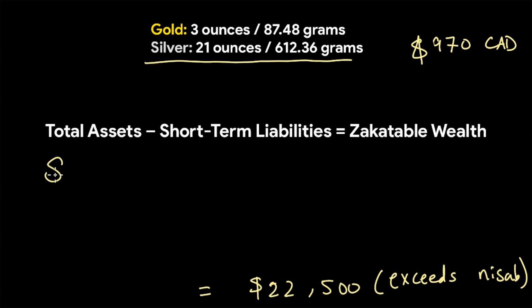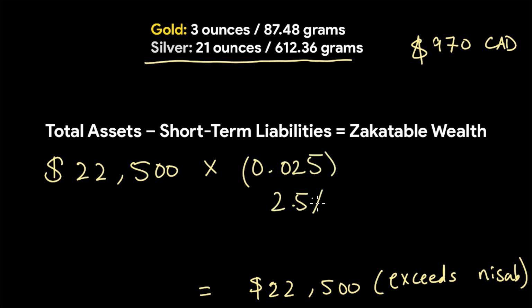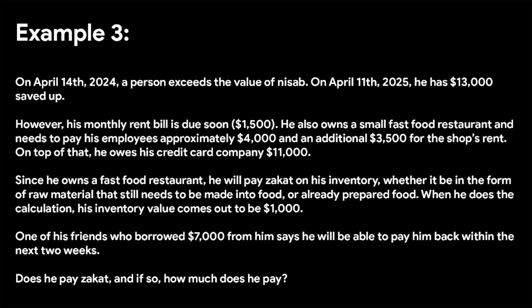So he will pay 22,500 times 0.025, basically 2.5%. And his total amount of Zakat to be paid comes out to $562.50. That is how much Zakat he must pay. Okay, so for this last example, I'll go through the assets and the liabilities, and then you can do it yourself. The answer will be posted in this video's comment down below.